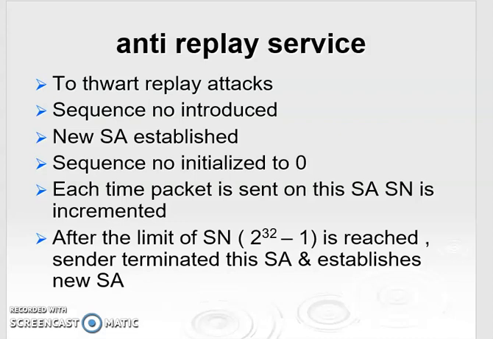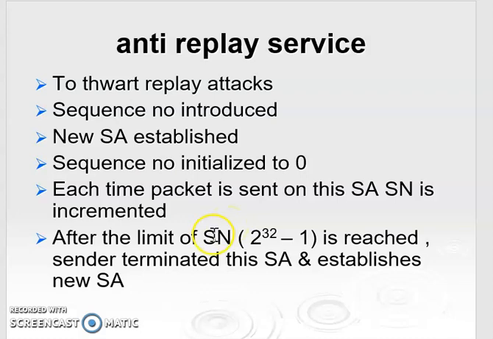For that, the sequence number field is designed. The sequence number is introduced to thwart such kinds of attacks. Whenever a new security association is established, the sender initializes the sequence number to 0. Each time a packet is sent on the security association, the sender increments the sequence counter and places the value in the sequence number field. This incremented value is put in the sequence number field. The first value used is 1.